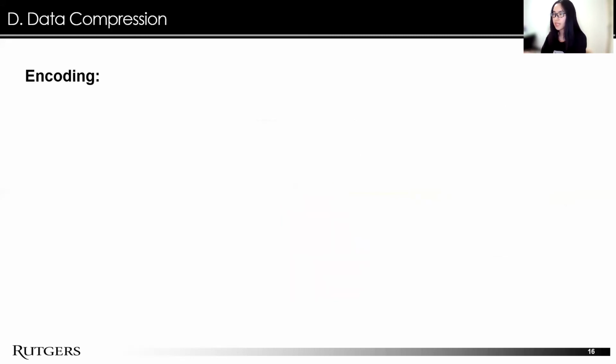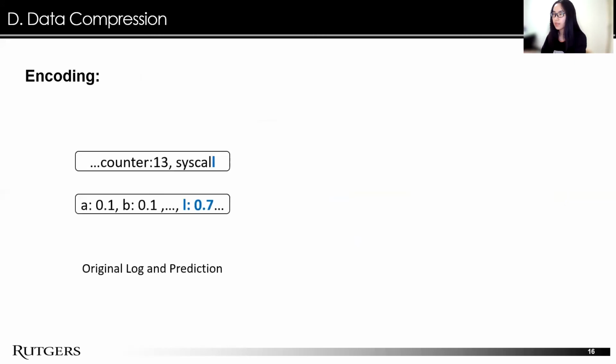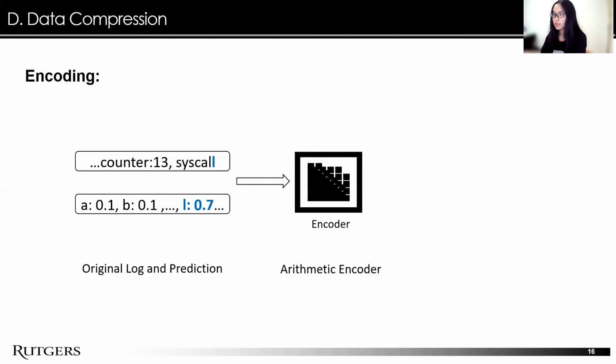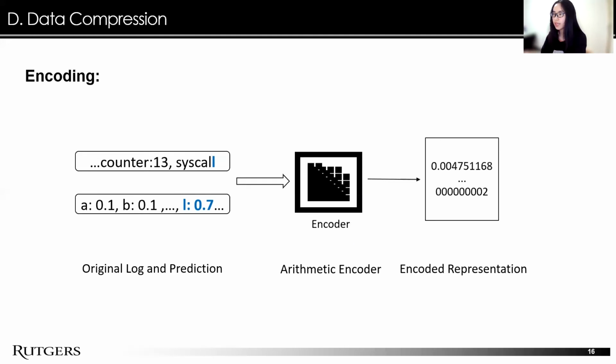After training and obtaining a deep neural network model, given a sequence, a character that needs to be encoded, and the prediction results of this character are the input of the encoder. The encoder encodes this character into a shorter representation. Details of the encoding are in the paper.